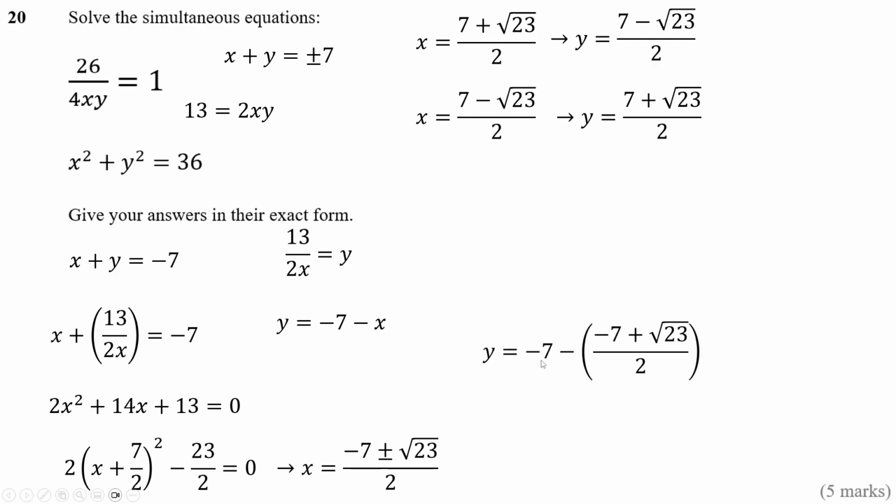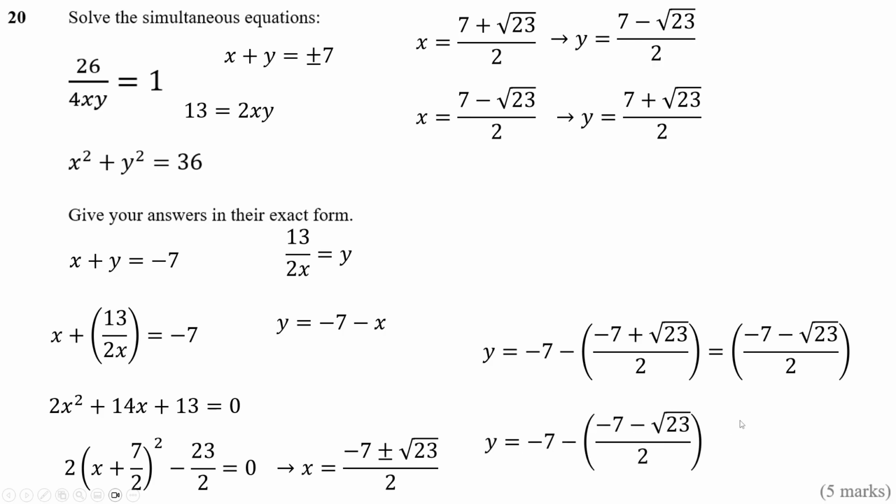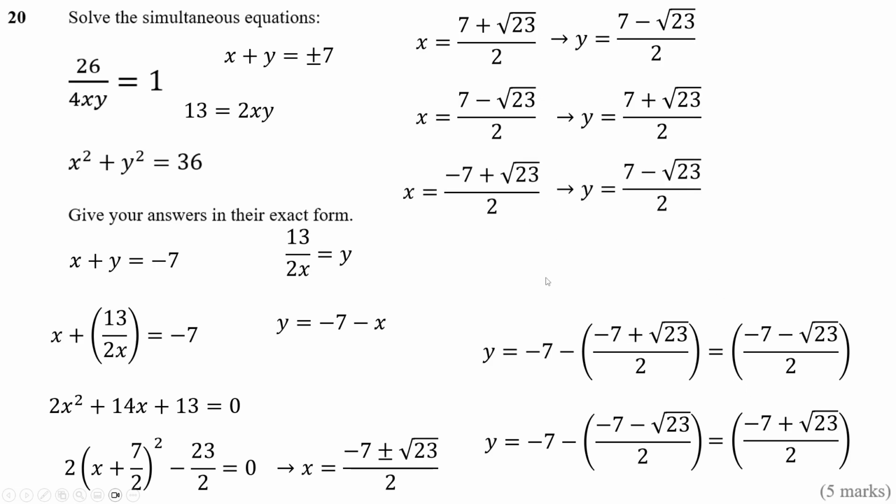x first. You'll have this. Just work through this. You'll get minus 7 minus root 23 over 2. And then when you plug in the minus version, you'll have minus 7 plus root 23 over 2. So the positive solution here corresponds with this one. Negative solution here corresponds with this one. So this gives you that, and that gives you that, and that's all 4 solutions.